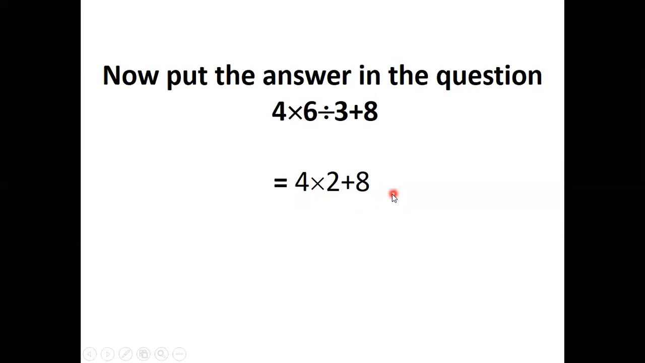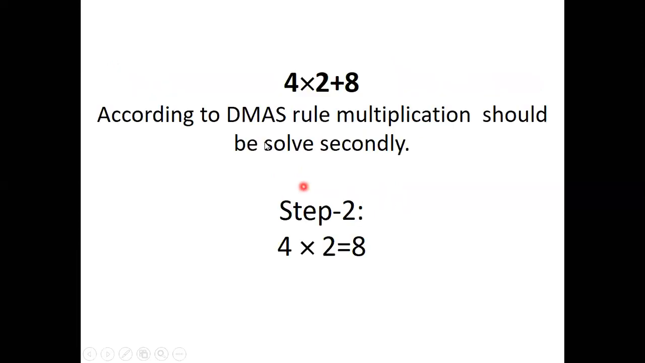Now again repeat the same step and apply the DMAS rule on it. According to the DMAS rule, what comes next? We have to solve either multiplication or addition first. According to the DMAS rule, multiplication should be solved first in this case, after division. Secondly, we have to solve multiplication. So now I'm going to start this part. Where is the multiplication sign? It is in between 4 and 2. That's why I'm going to multiply these two numbers. So 4 into 2 makes 8.